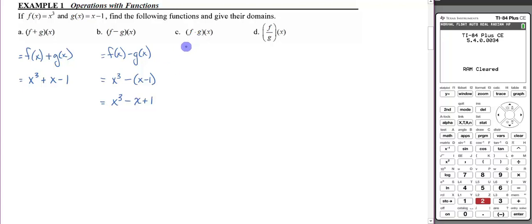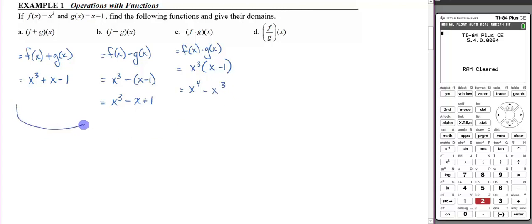F times g of x is the f of x function times the g of x function. So this is going to be x cubed times all of the g function, x minus 1. When I multiply, I'm going to have x to the fourth minus x cubed.